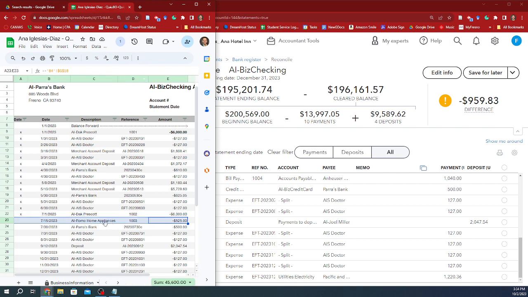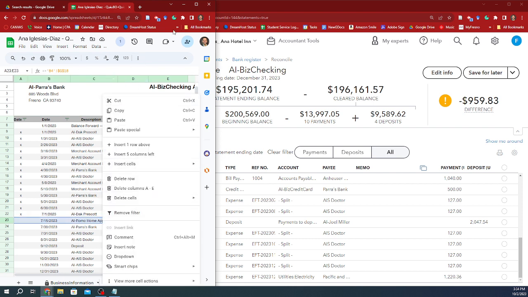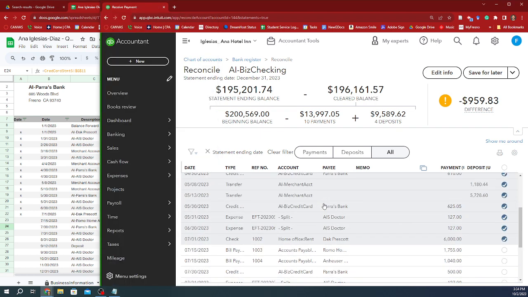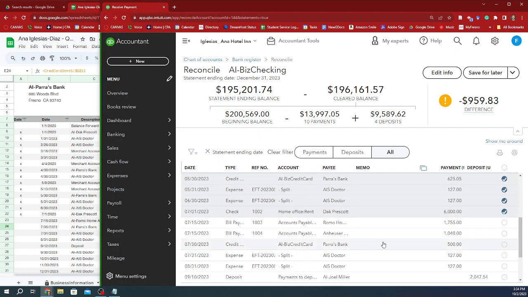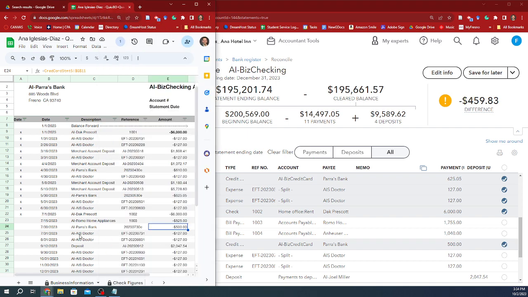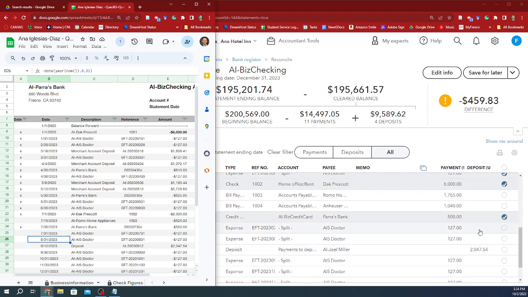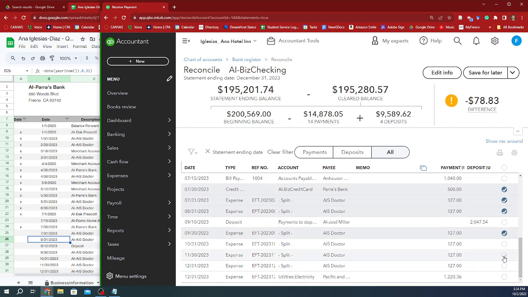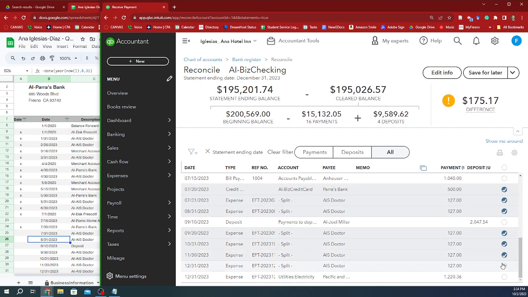So there's an expense that happened on July 15 that I don't see. There's another expense for $500 that was a transfer to your credit card payment, a credit card payment for $500. There it is. So this is done. Then a payment for, in fact, I'm going to do all the AIS doctors 7, 8, 9, 10, 11. So this is 7, 8, 9, 10, 11, 12.